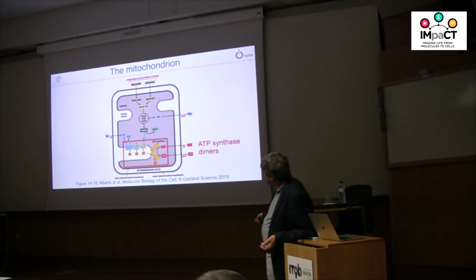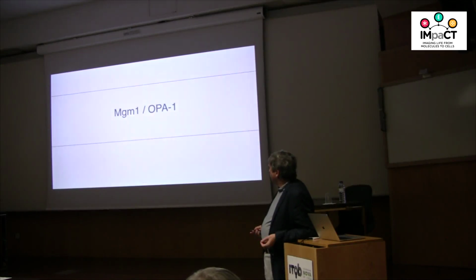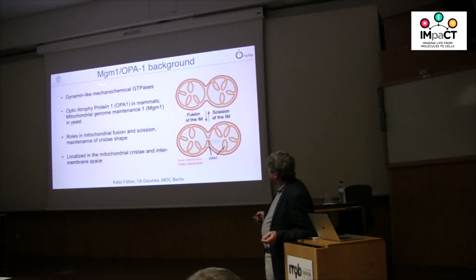So this generates the curvature at the crista ridges, if you will, and there are other proteins that generate the opposite curvature, and they're called Mgm1 and OPA1, and we are studying this together with a group in Berlin. Let me tell you briefly what we found out. This was published a couple of months ago in Nature. It's called Mgm1 in yeast and OPA1 in mammals or plants.